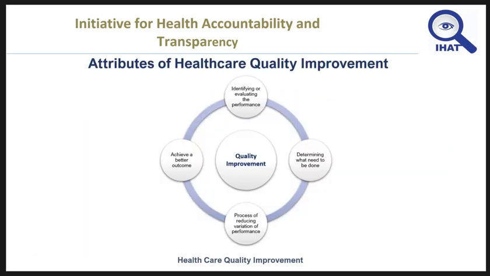Now, in defining quality improvement and what it entails, some of the key attributes of quality improvement have to do with identifying or evaluating the performance of the system. We're talking about determining what needs to be done in order to improve quality. We're talking about the process of reducing variation from performance, whereby we're setting standards and following through with standards. We're talking about achieving better health outcomes, reducing morbidity and mortality, giving patients the care that they need or demand.